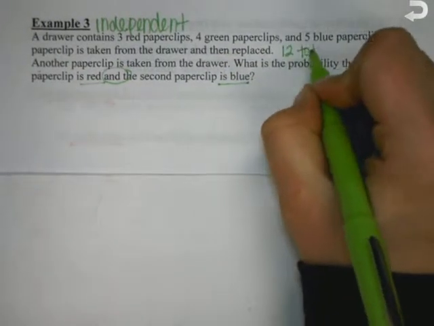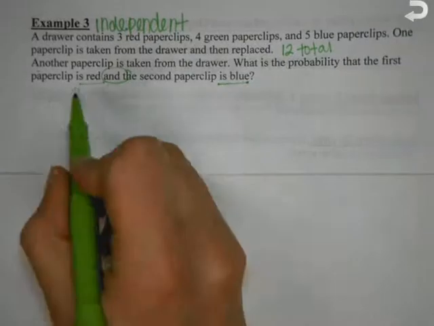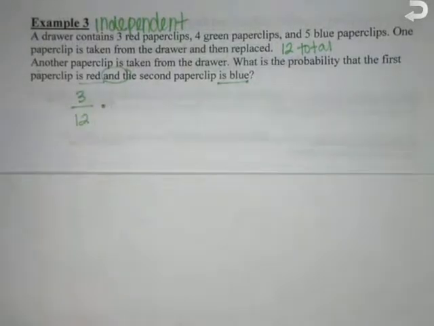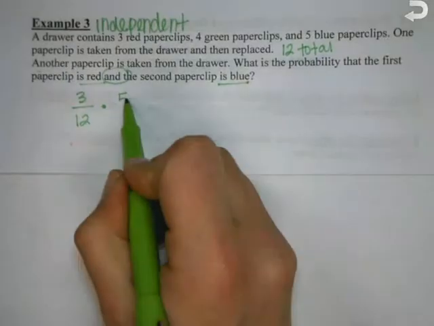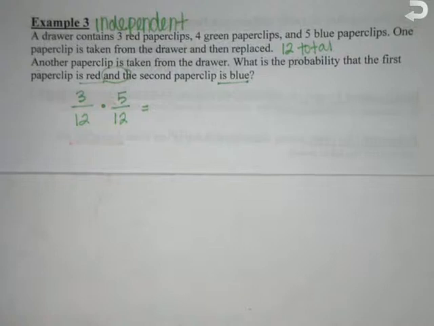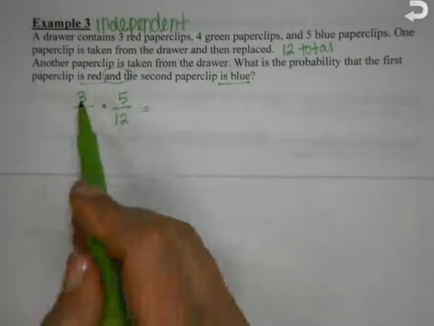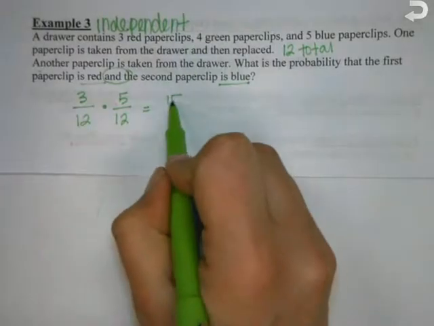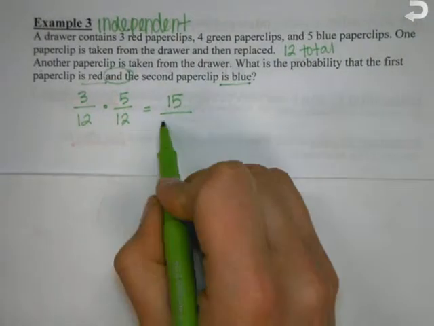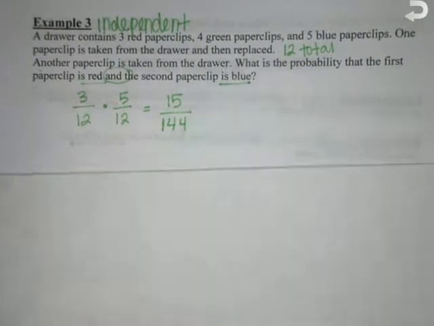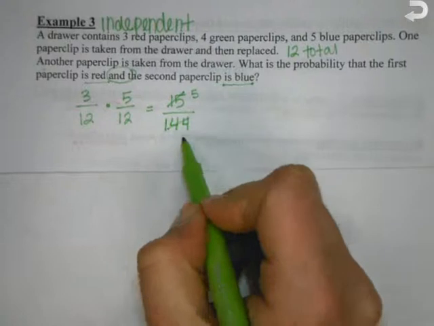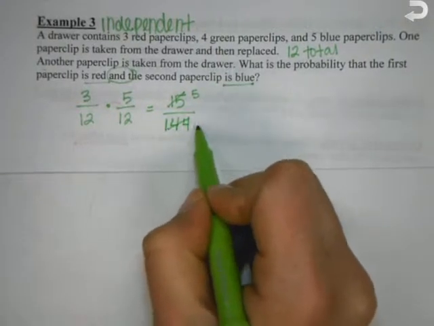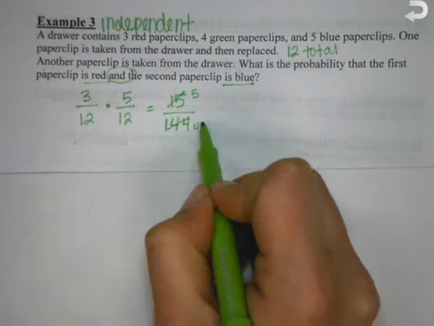What's the probability of drawing a blue? 5 out of 12. Okay, so that gives me 3 times 5 is 15 over 12 times 12? 144. Okay, both of those reduce by 3. 3 goes into 15, 5, and 3 goes into 144, 4, that's 12, and 24, 8, 48. So 5 over 48. Independent.